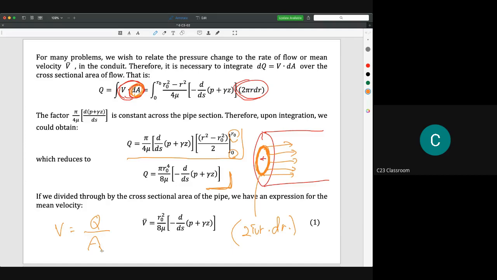You will divide by pi r square, because this area is actually the total area of the pipe, not the area of this ring element, because we already have the total flow rate for this pipe. So we will divide by the total cross-section area here. The area of the circle is pi r square. So we divide by pi r square, and we have r square here. I think you could see the changes of the terms. So this is the average velocity.